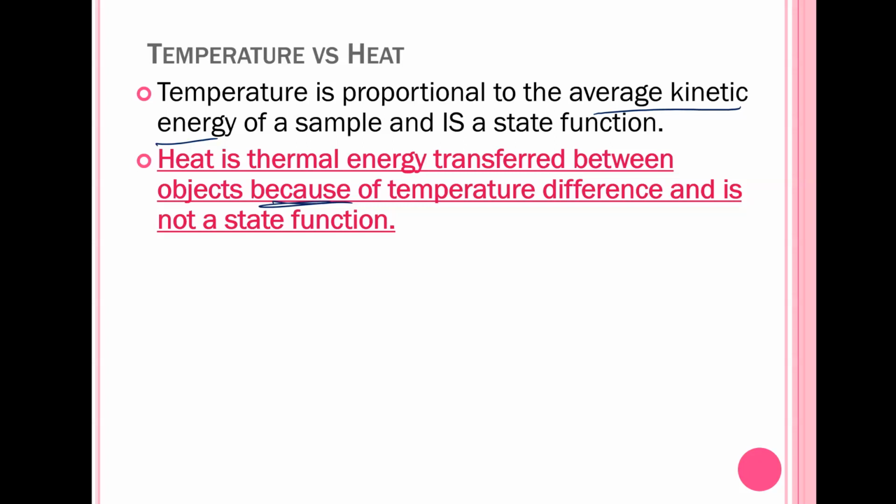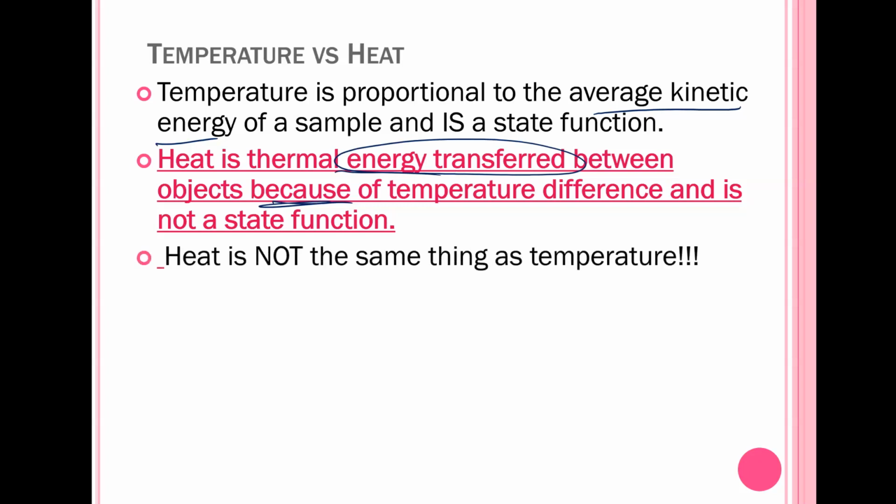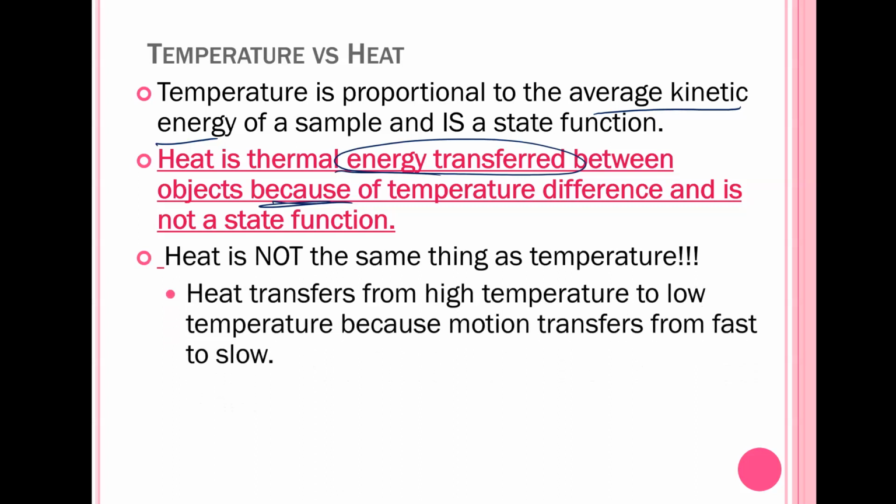So there's a difference between the two, and people get very hung up on the idea that temperature is heat. It is not heat. Heat is energy transferred. That is probably the biggest thing to recognize. It's the energy transferred between objects because of a temperature difference, and it's not a state function. It is not the same thing as temperature. And here's another important thing. The reason why energy transfers from high temperature to low temperature is that motion travels from fast to slow.